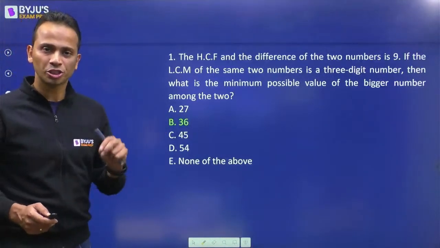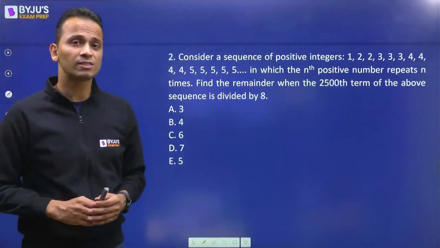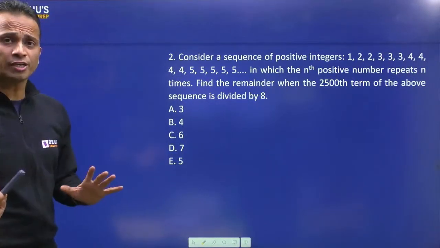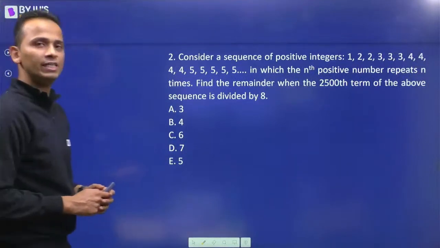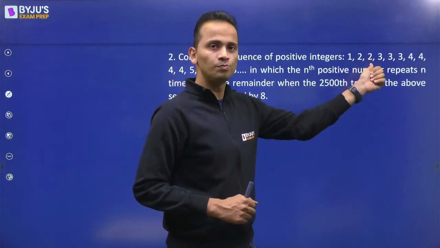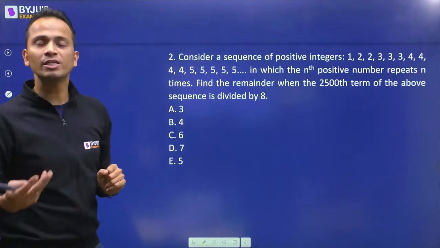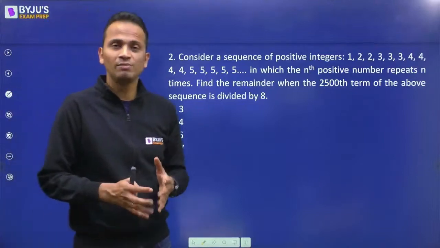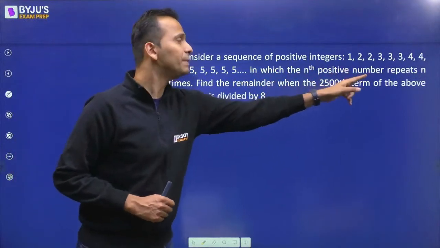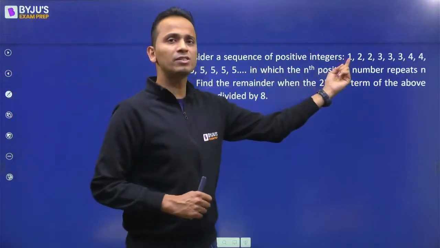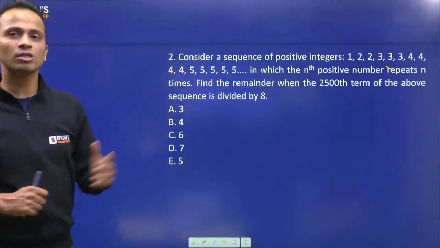Let's move on to our next question, question number 2. Solving this one is slightly lengthy, so read the question carefully, understand the language, and then start working on it. The question says: consider a sequence of positive integers. It starts from 1, 2, 2, 3, 3, 3, 4, 4, 4, 4, and so on. So 1 is written once, 2 is written twice, 3 is written 3 times, 4 is written 4 times, and so on. In this sequence, the nth positive number repeats n number of times. This sequence keeps on going.